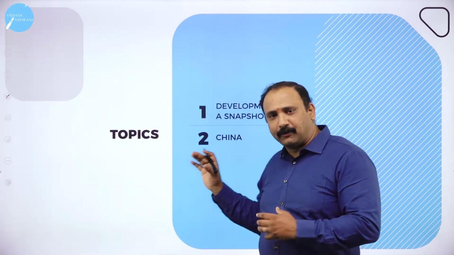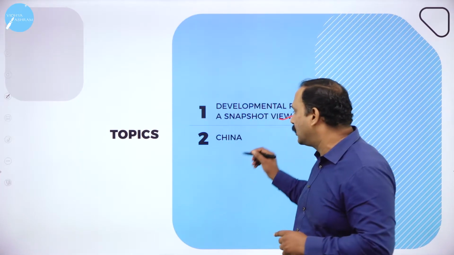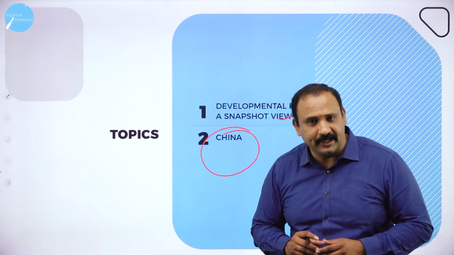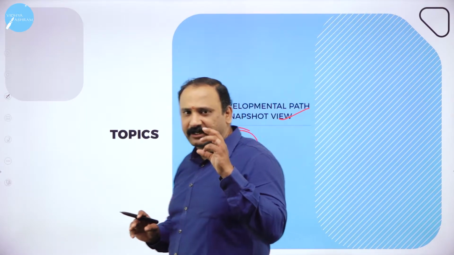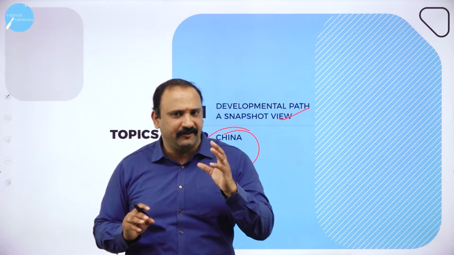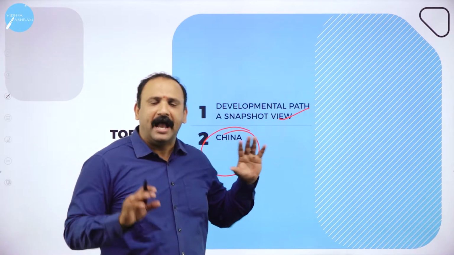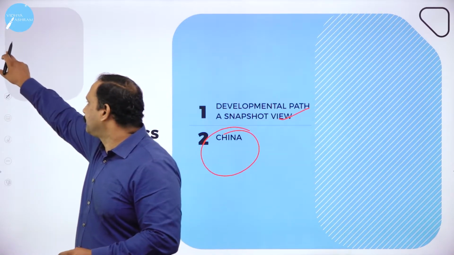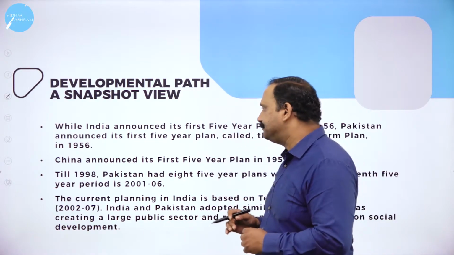Right, so we have started this topic for today with developmental path, a snapshot view, and we are going to speak about an important country called China. So these two are the topics today. We are going to have a complete insight view of the development path, followed by China, our greatest neighbor, and how has been the development of China.